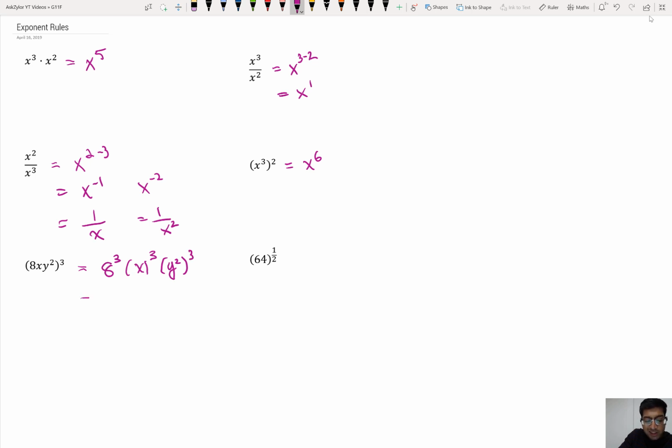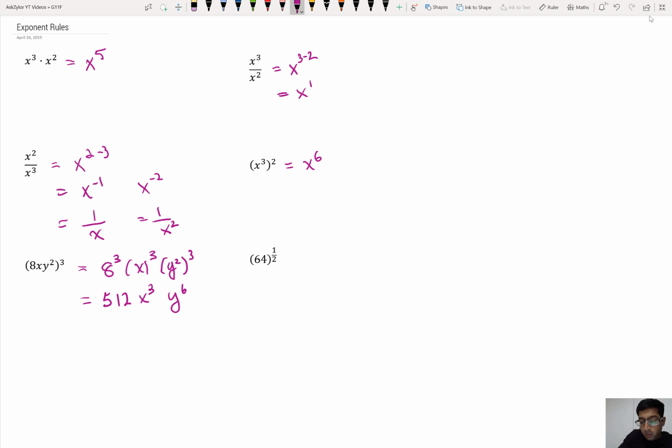Now 8 to the power of 3 is 8 times 8 times 8, so you plug that into a calculator, you get 512. X to the power of 3, we can just leave that as x cubed. Y squared to the power of 3, well, this one is the rule where you multiply exponents. So you do 2 times 3 and you get y to the power of 6. So that's our simplified expression.